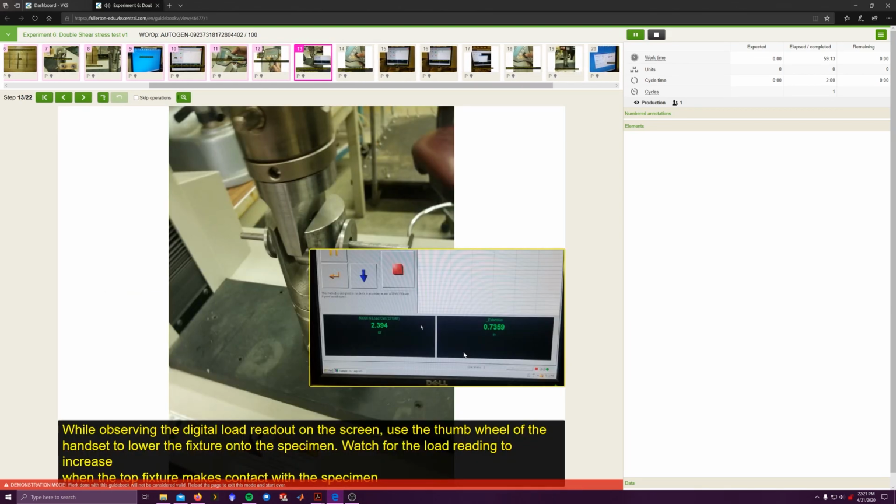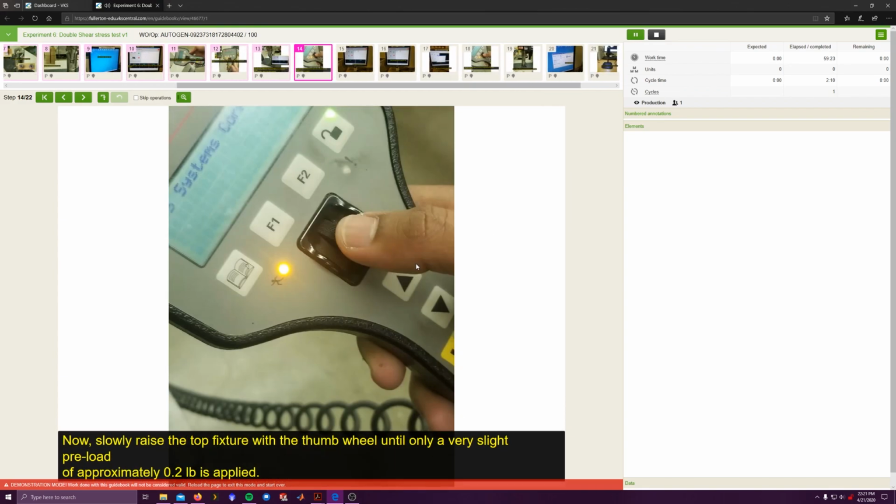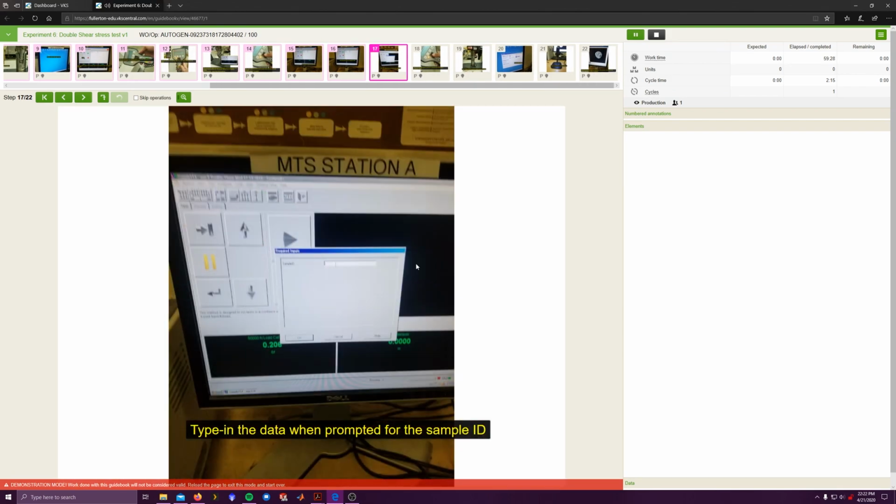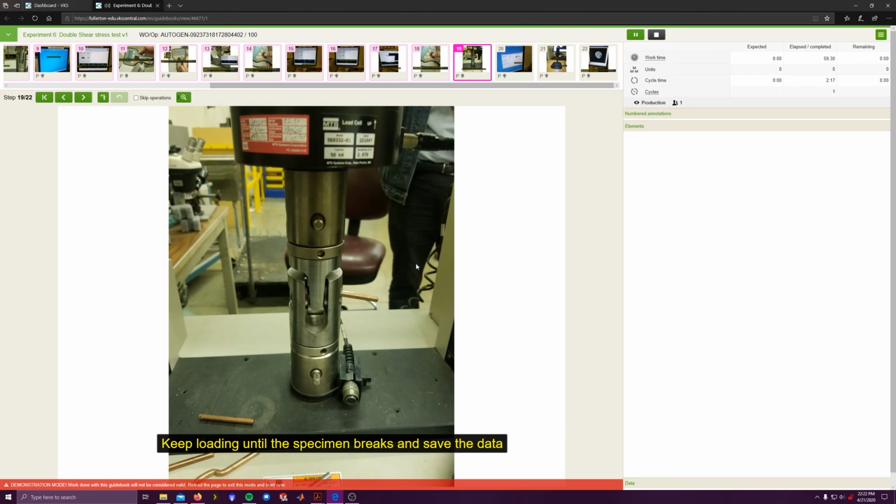Okay, let's see if there's any better pictures here. Okay, that's what it shows right here, just that we need to use the thumb wheel to fully fracture it. Okay, so here the specimen fully broke. In this case, that looks like it was copper.